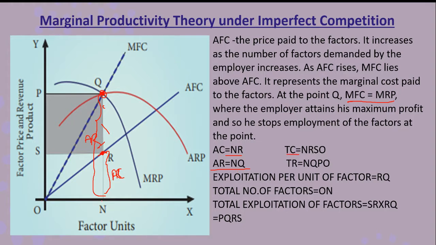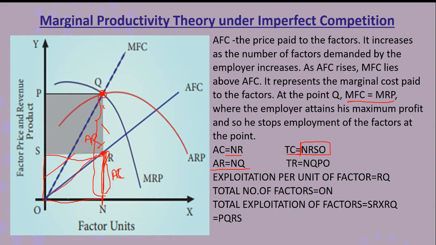So your average cost is NR. This is your average cost. How much is your factor units? ON. So ON into NR will give you NRSO. So your total cost is NRSO. That is your total cost. This area is your total cost.